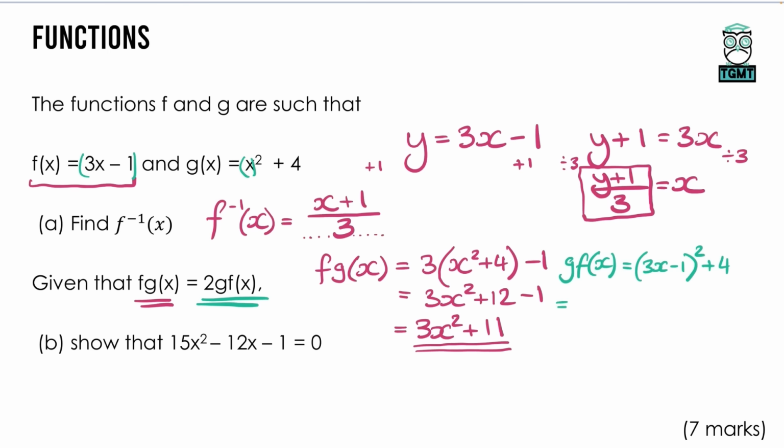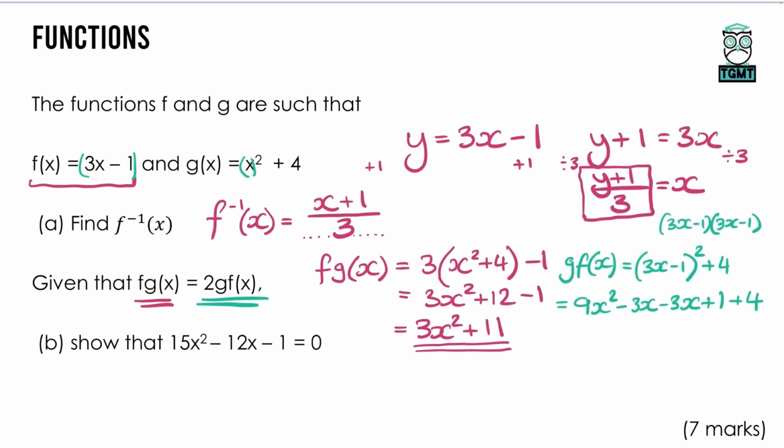However, it's just 2 brackets, so 3x times 3x is 9x squared. 3x times the negative 1 would be minus 3x. Minus 1 times 3x is another minus 3x. And then minus 1 times minus 1 is plus 1, and we have the plus 4 at the end. Now I've done that without writing it down, but of course to the side, just write down 3x minus 1, 3x minus 1, and just expand and simplify it.